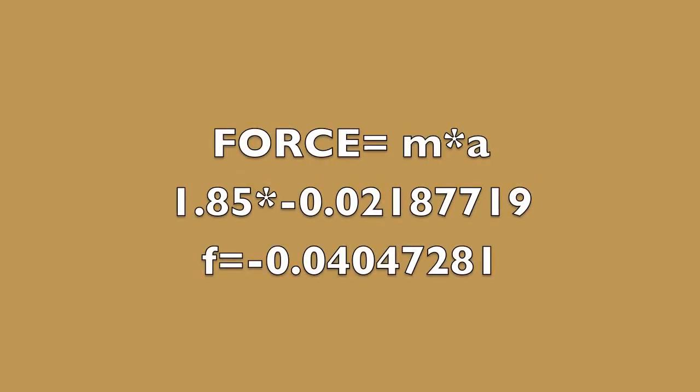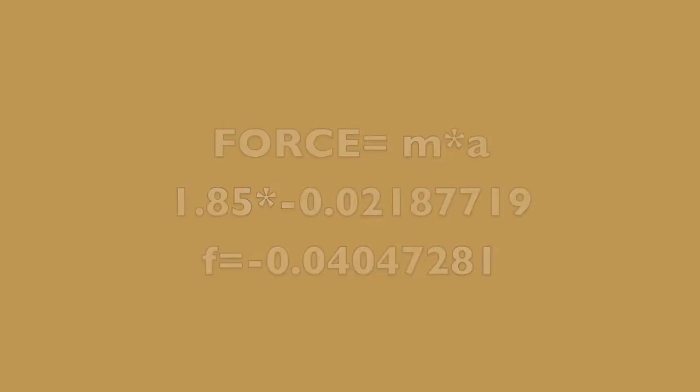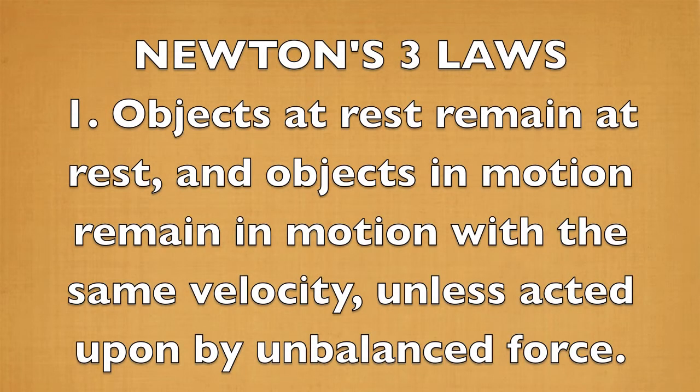The force, which is mass times acceleration of the marble, is negative 0.040. Newton's first law appears in my machine by showing that an object in motion remains in motion with the same velocity. This represents the marble traveling throughout all the steps unless it is acted upon by an unbalanced force. The unbalanced forces are all the steps the marble passes through, which change the velocity of the marble.